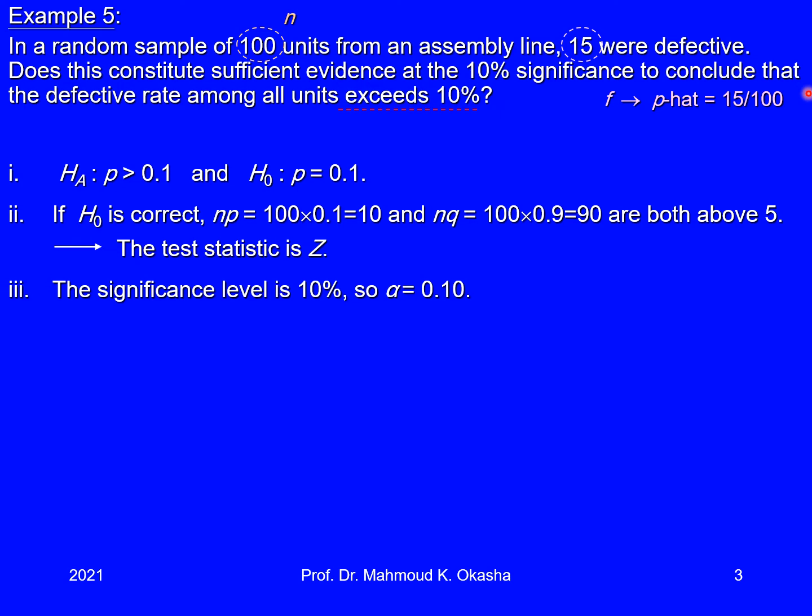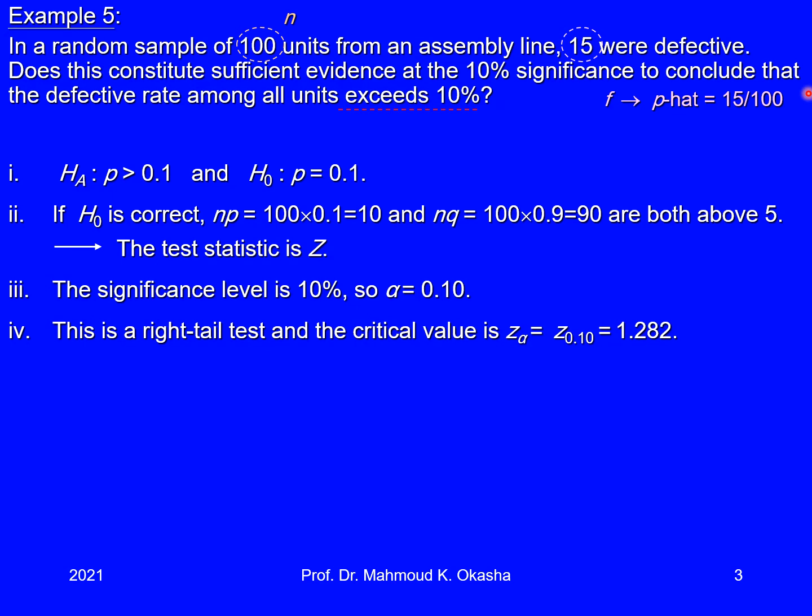So we can go through to the third step, which is to decide the significance level. In this example, and in most examples, the significance level is given. Here, it is 10%. So alpha equals 0.10. So it is given. So the fourth step is to calculate the observed Z and to decide the rejection region, critical values.